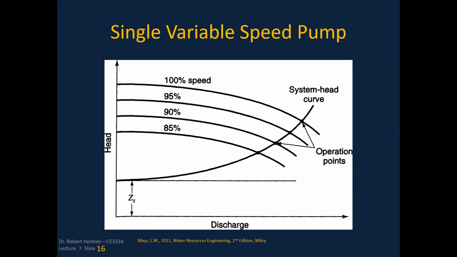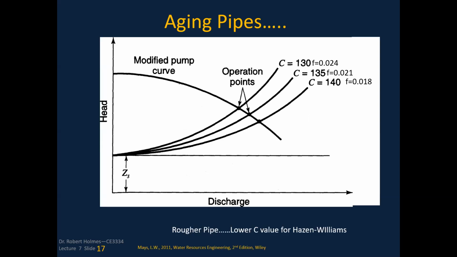This is a single pump with variable speed. And again, the pump is operating at a speed of 85% of its maximum all the way up to 100%. But you can see at the 90, 95, you've got different points that this pump could be operating at in terms of its flow and its head.